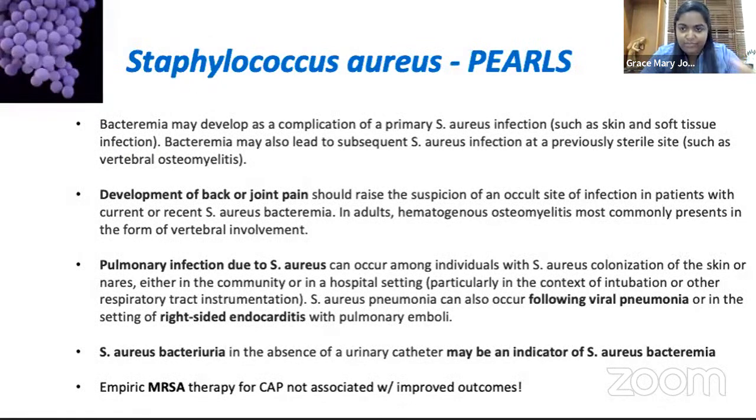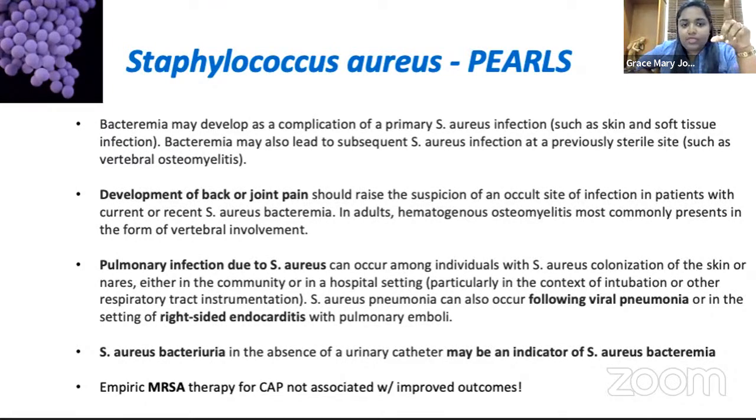Now, the pearls that I want to leave you with: bacteremia is usually because of a primary infection, which usually is a skin and soft tissue infection, or one of the lines that you've put in. If a patient in your ward is complaining of a few days history of acute onset of low back ache or joint pain, always, in a patient with bacteremia, suspect vertebral osteomyelitis, and imaging should be done, because this is called hematogenous spread. From the blood, it is going and seeding other areas. And the vertebra is one of the most common areas where you can get a Staph aureus infection.